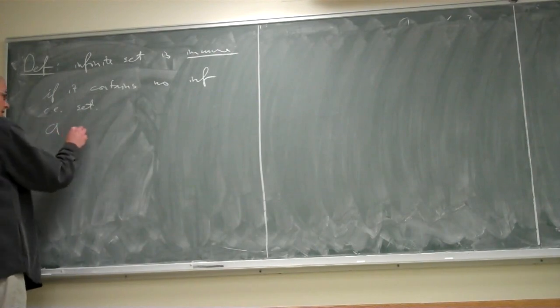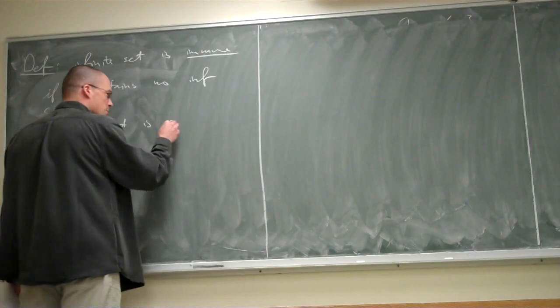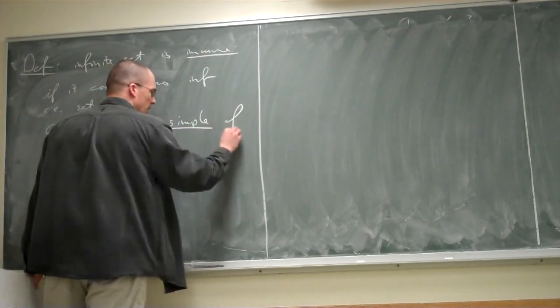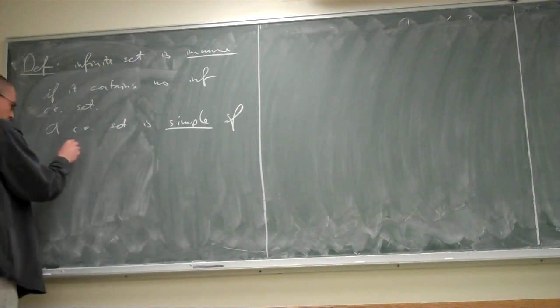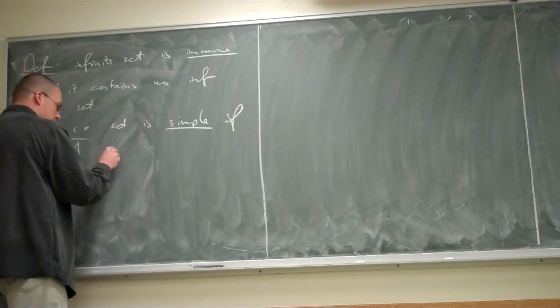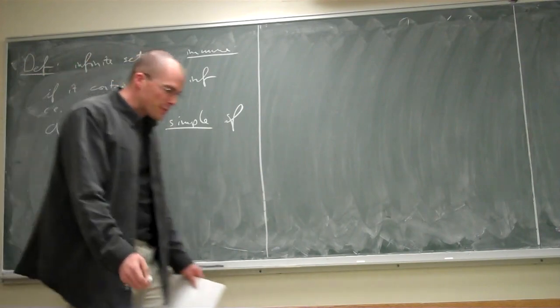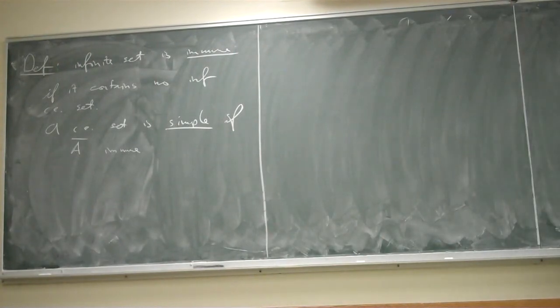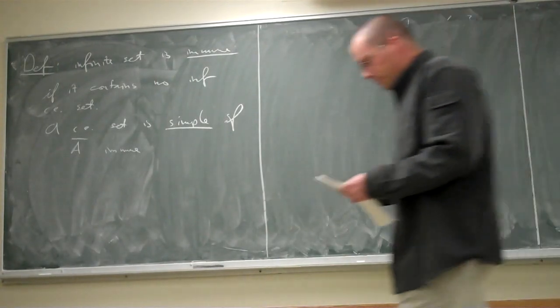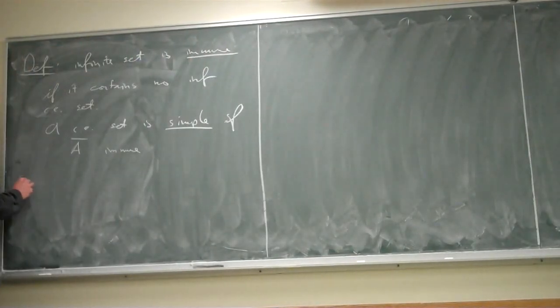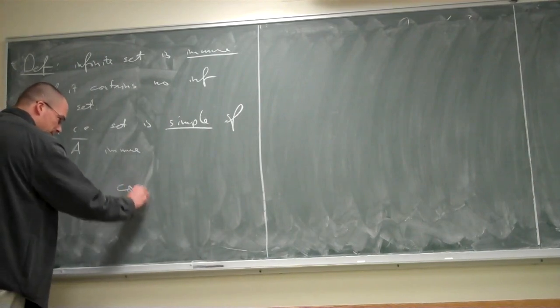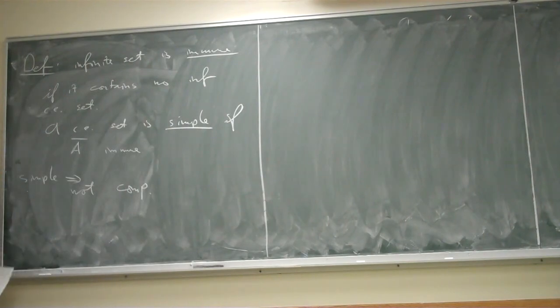And then we say that a CE set is simple if its complement is immune. So its complement is infinite, but does not contain an infinite CE set. The first thing you observe from this then is that simple means certainly not computable. Because if it was computable, the complement is infinite, but then it should be CE by the complementation theorem, and so the complement is CE, contradiction.